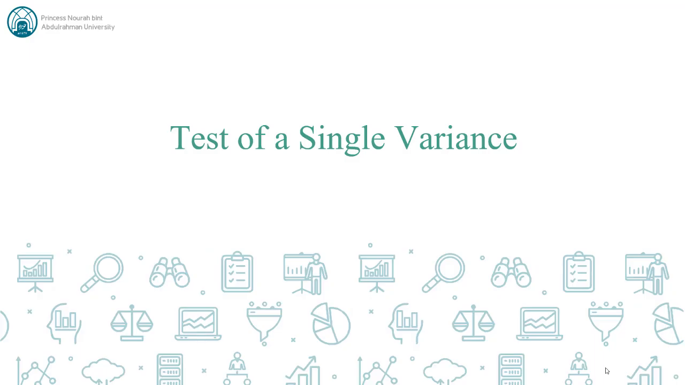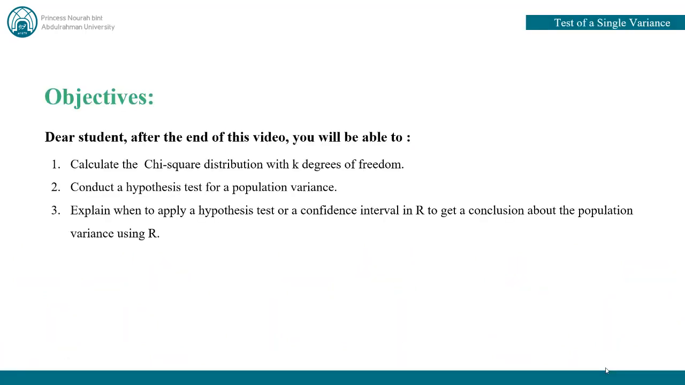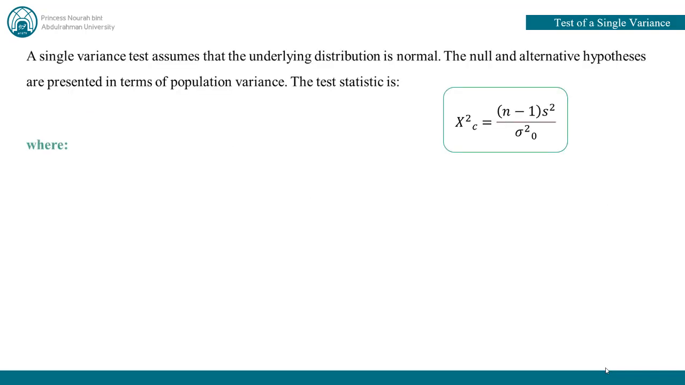Test of single variance. Objectives. Dear student, after the end of this video, you will be able to calculate the chi-square distribution with k degrees of freedom, conduct a hypothesis test for population variance, explain when to apply a hypothesis test or a confidence interval in R to get a conclusion about the population variance using R.